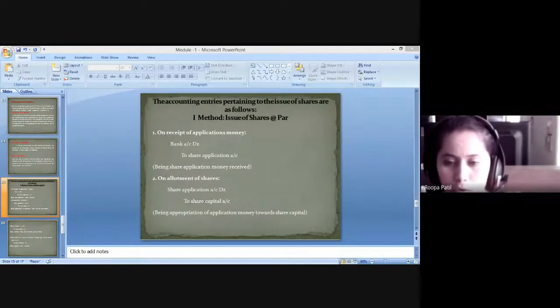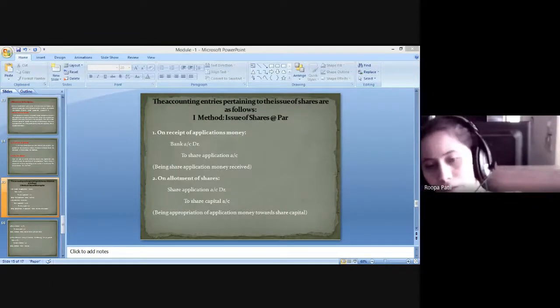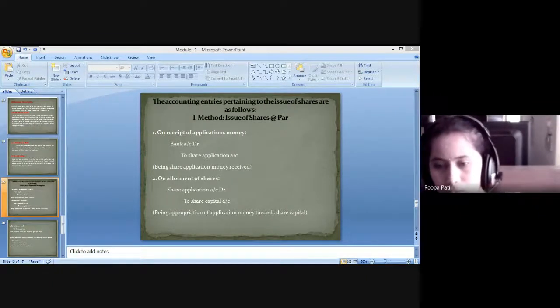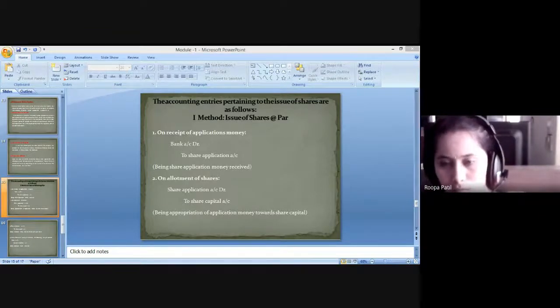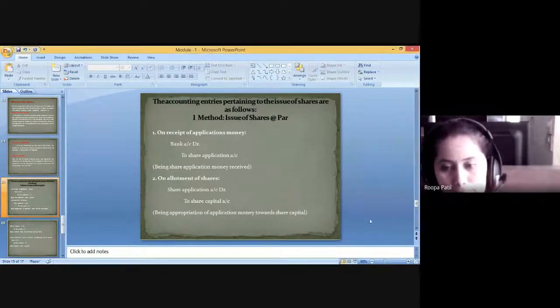The first method is the issuing of shares at the par value. Using the journal entries, we need to solve the problems. There are a total of 6 journal entries, and all of these depend upon the phases of the share capital. As I told you, keep in mind: application on shares, allotment of shares, calls on shares. The first method is the issue of shares at par value. So I'll start the first journal entry.